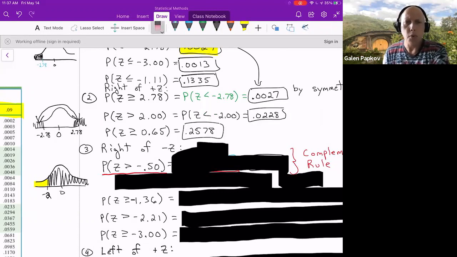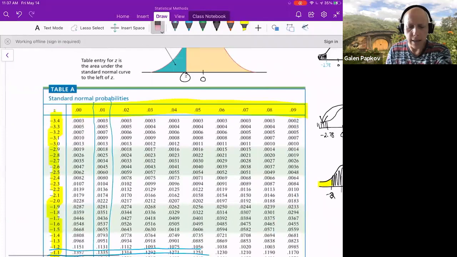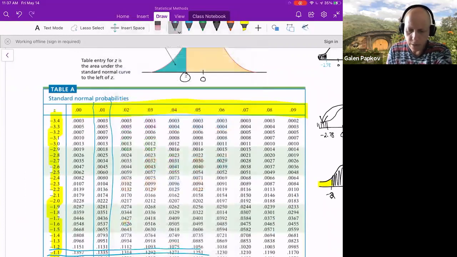So hopefully you got 0.0228 for the area to the right of 2. That's going to be the same as the area to the left of negative 2. When you look at negative 2.00, you should get 0.0228.